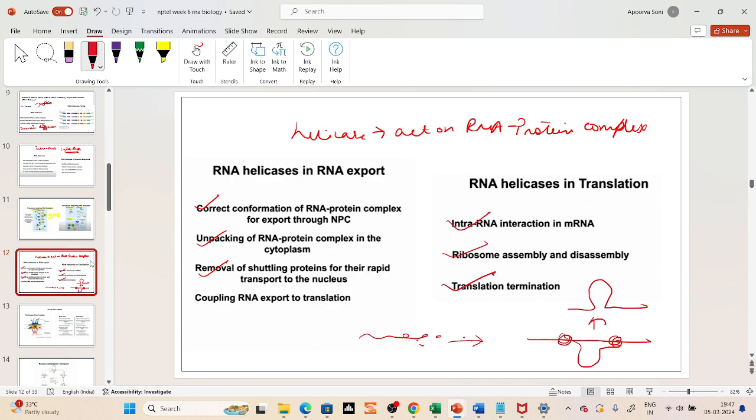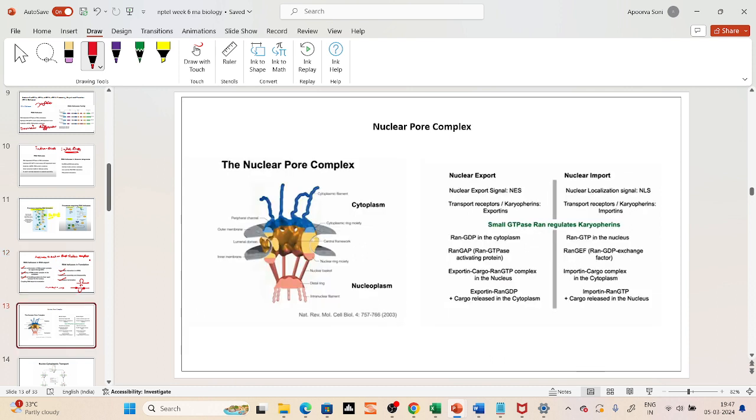And in detail, we have studied the RNA helicase role in RNA export and RNA translation. Now comes the other important topic of this particular week, the nuclear pore complex.